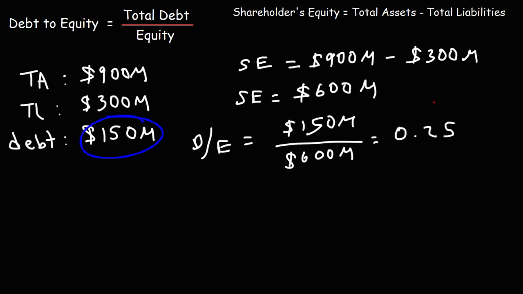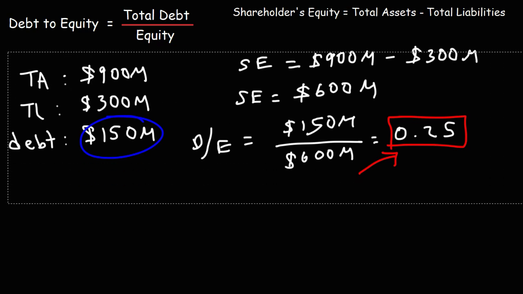So this is pretty good. The debt to equity ratio is relatively small. So that's a decent company. So that's how you can calculate the debt to equity ratio. But let's talk about which numbers are good, which ones are okay, and which ones are very bad.